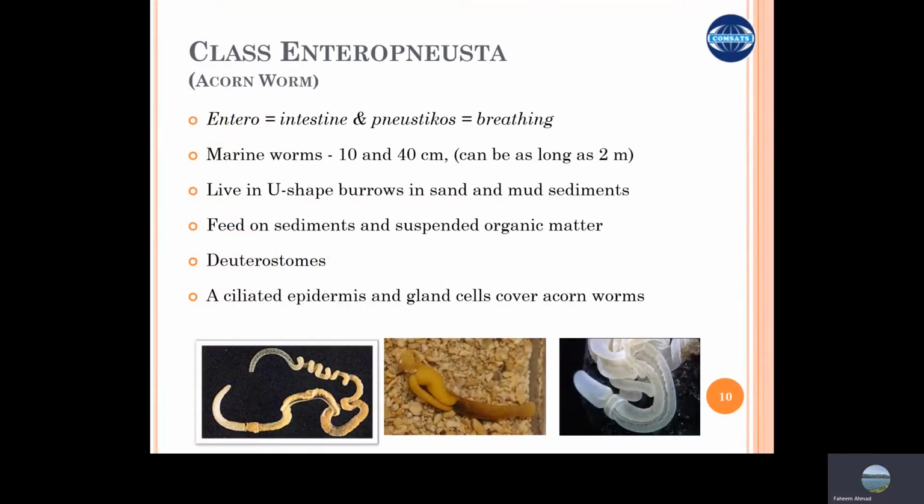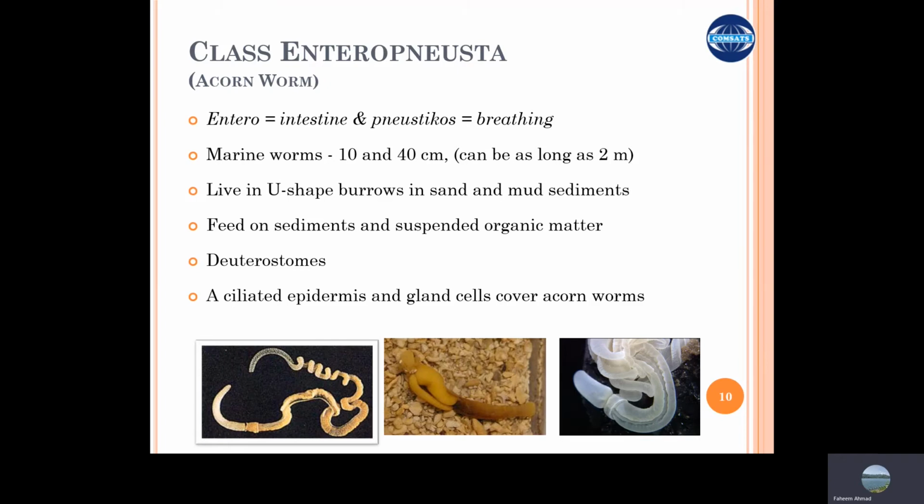Go through the Enteropneusta. The word Enteropneusta has two parts. Entero means intestine or the stomach, and pneustikos means breathing. So these animals have been given their name based on their respiratory features, where they take water into their gut, and then water is filtered through the pharyngeal slits, and at the same time oxygen is diffused from the fresh water to their blood. Hence they are known as the Enteropneusta.